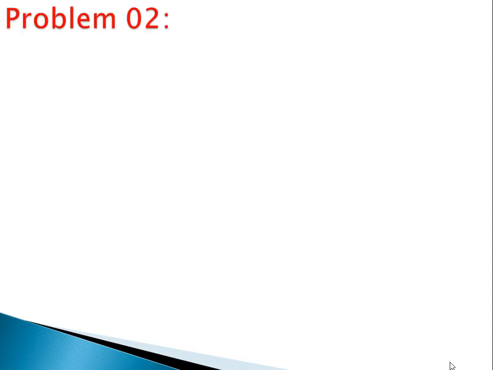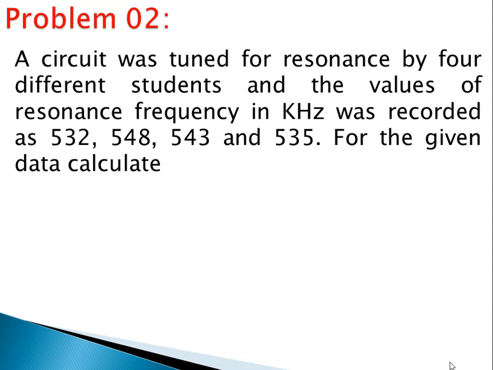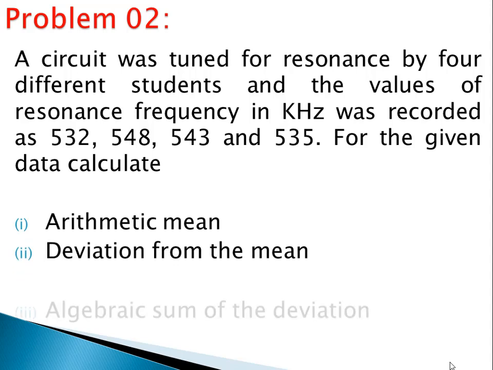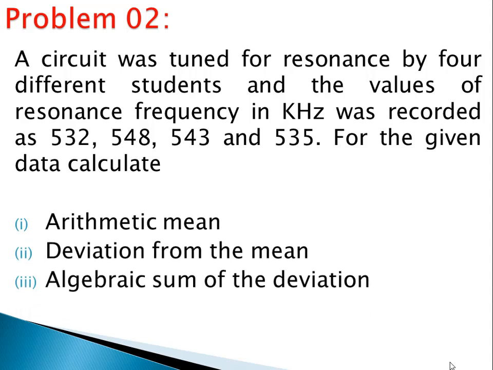Let us try to solve another problem. What is the given problem? A circuit was tuned for resonance by 4 different students and the values of resonance frequency in kilohertz were recorded as 532, 548, 543 and 534. For the given data, calculate arithmetic mean, deviation from the mean and algebraic sum of the deviation.